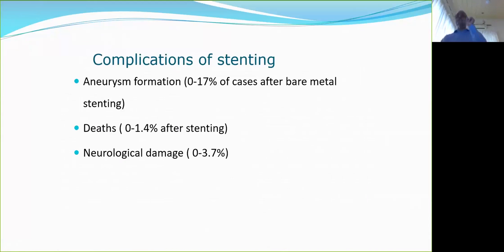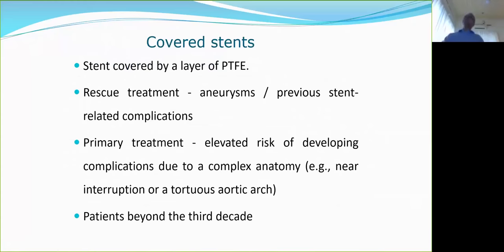If you do just stenting, there's a risk of aneurysm formation. There's a remote chance of death, and there's a small chance of neurologic damage. Therefore, there are instances when we want a better safeguard than a simple stent. And this is done by the covered stent. The covered stent is very much like a regular bare metal stent, but it is covered on the inside by a layer of PTFE.